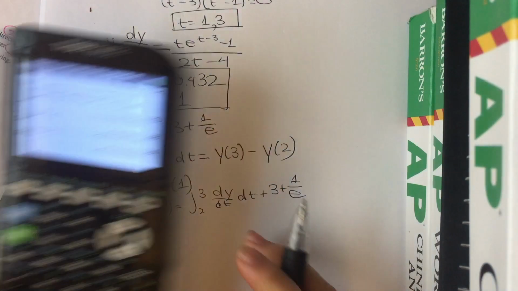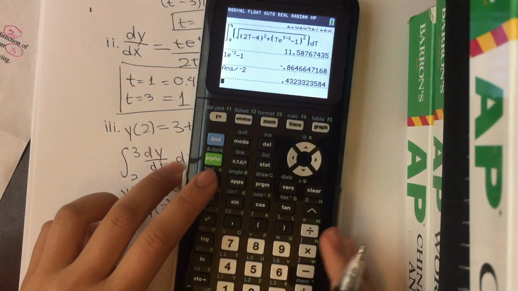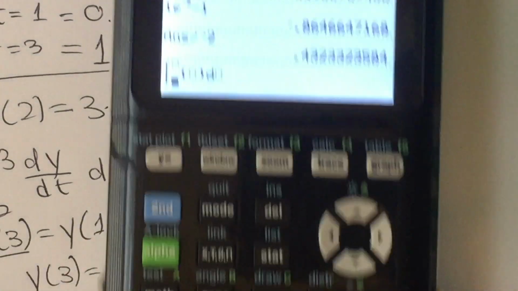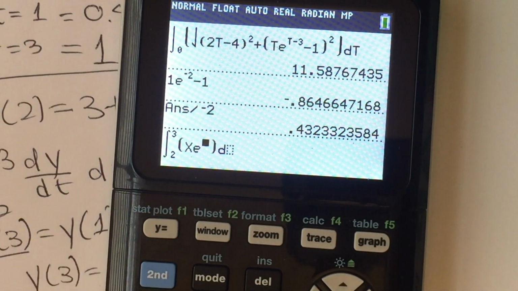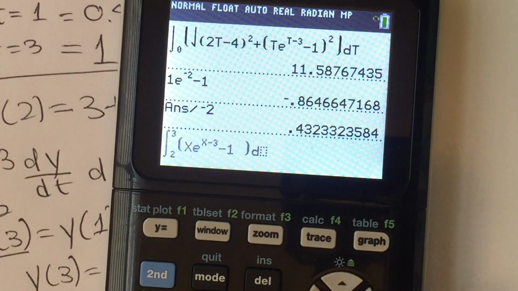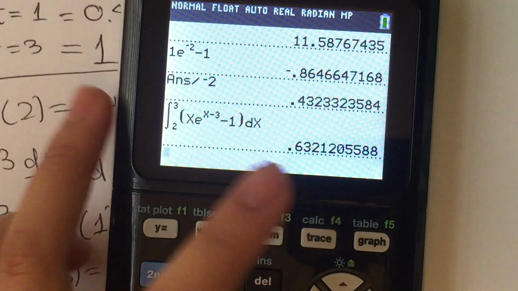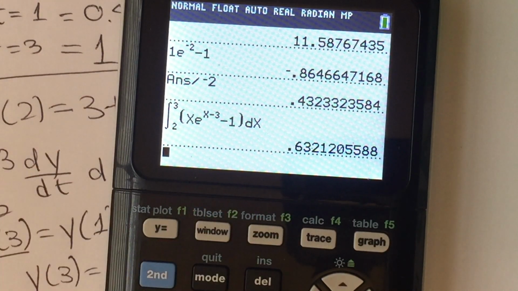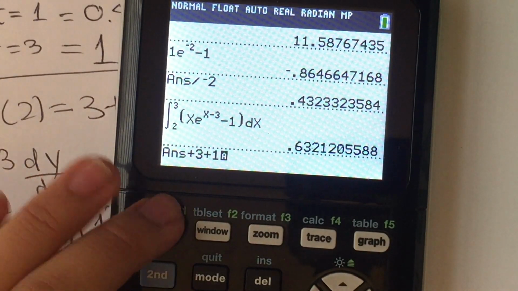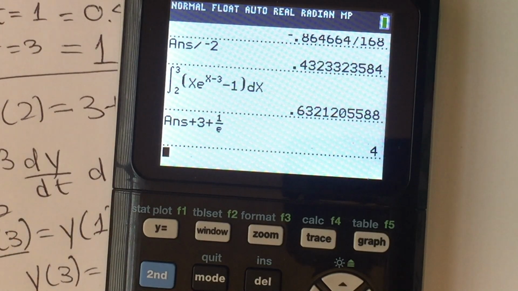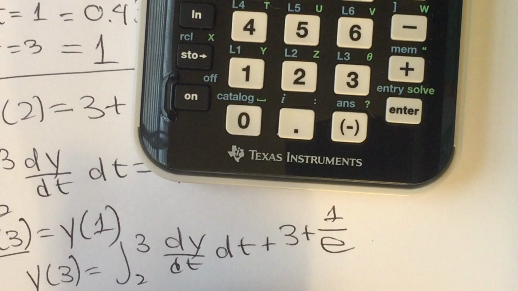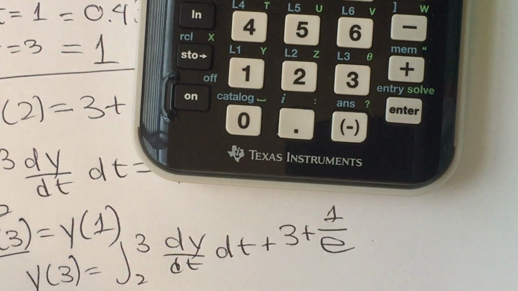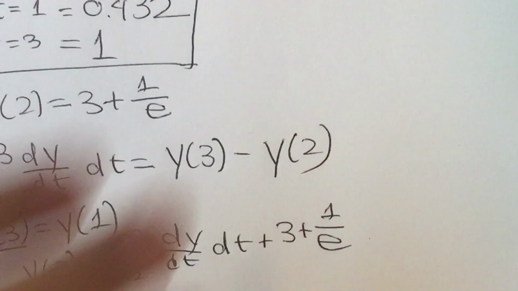And once again, we use our calculator, take the integral, so math 9, I'm going to zoom in, and it's from 2 to 3 of dy over dt, which is x times e to the power of x minus 3, minus 1 dx. And a lot of people forget to add their y of 2, but we won't do that. You just do plus 3 plus 1 over e, and our answer is 4. So y of 3 equals 4. And that's all 3 parts of part D.